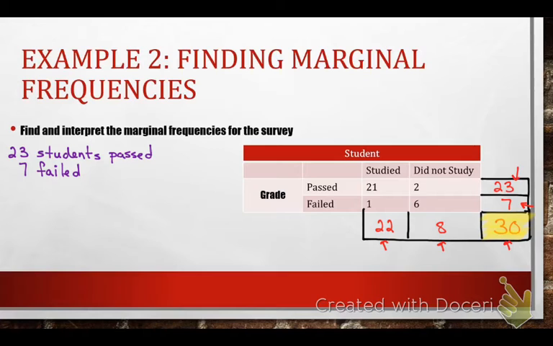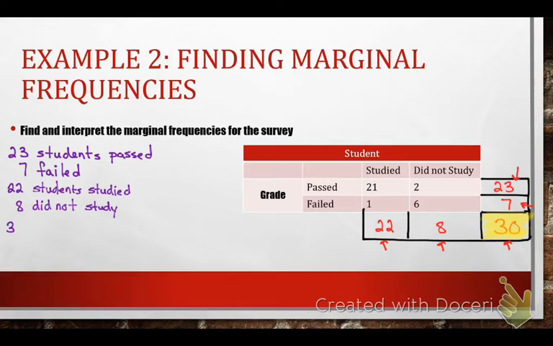Okay. What does 22 stand for? 22 students studied. How many? Oh my goodness. 8 did not study. Okay, so we're basically saying what those totals mean. 8 did not study.